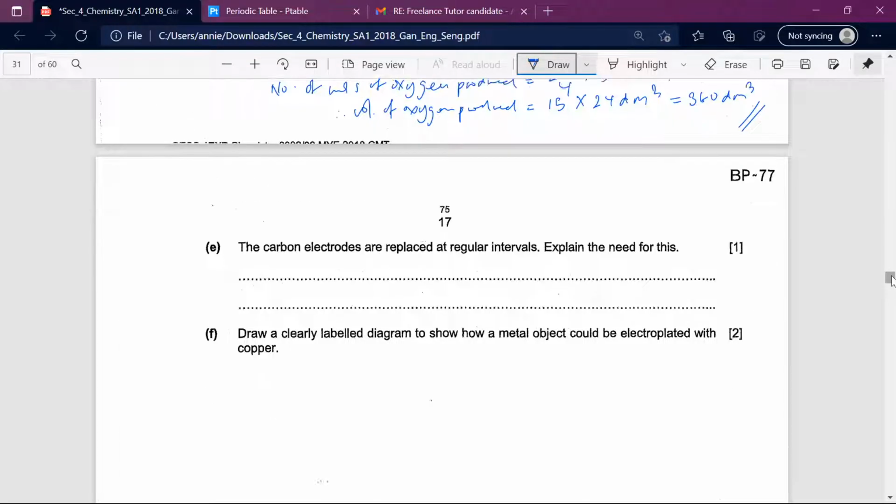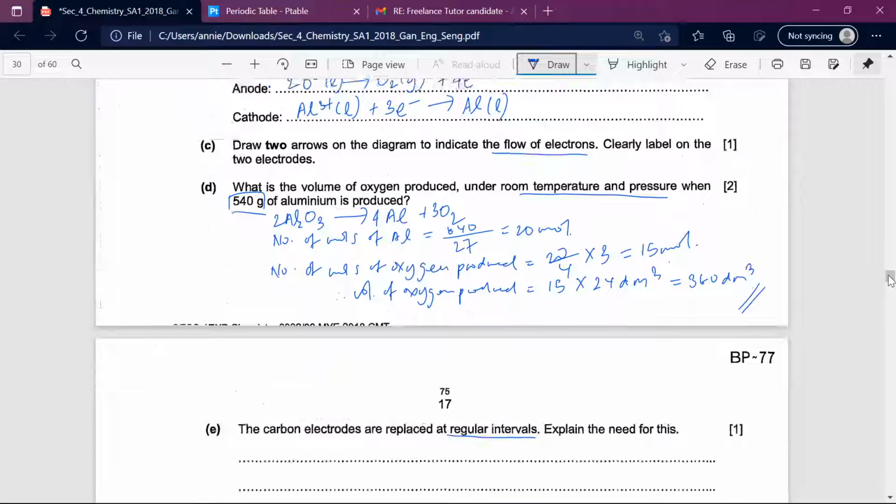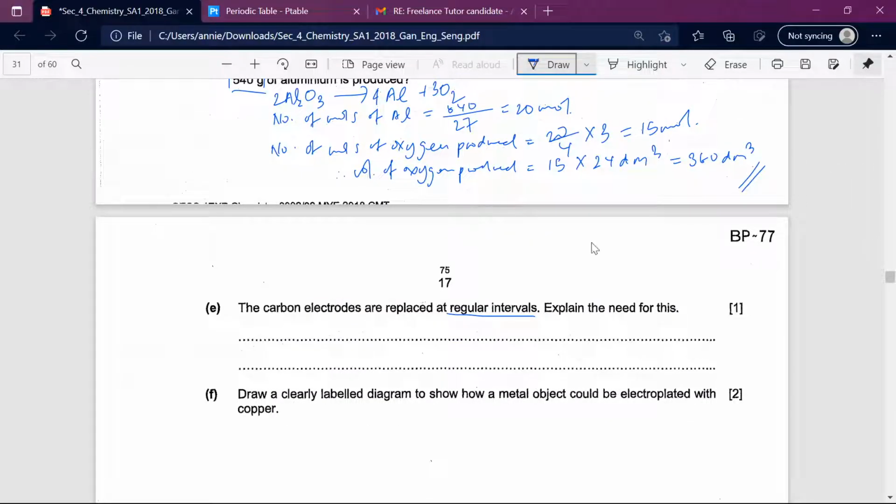Okay, let's move on to the next question. The carbon electrodes are replaced at regular intervals. Explain the need of this. Okay, so basically, let's look at the electrodes again. So we do know that aluminium is produced and there is the oxygen gas produced. So what happens is that there's this thing called oxidation, right? Where the oxygen will react with the carbon electrode that are used, okay?